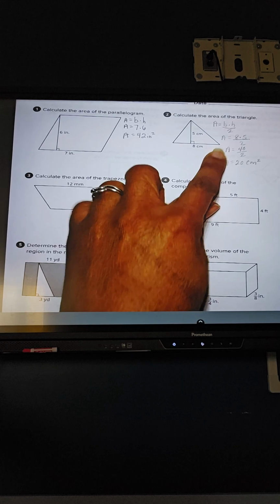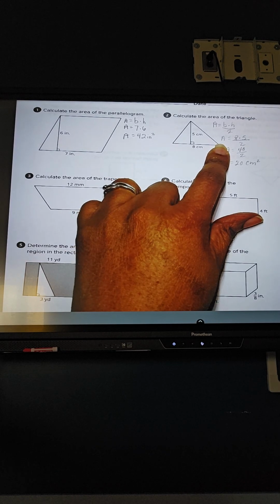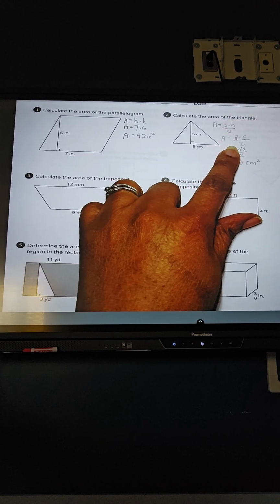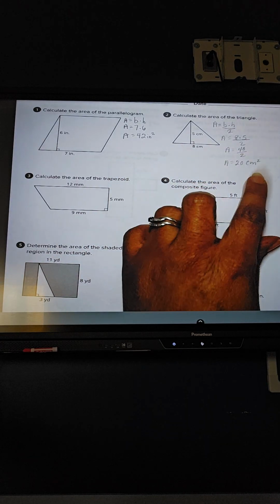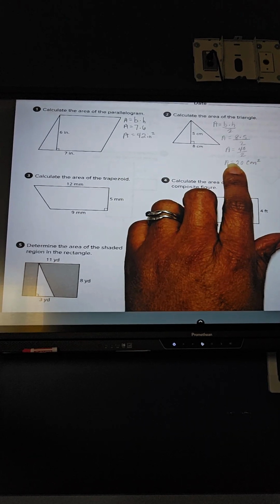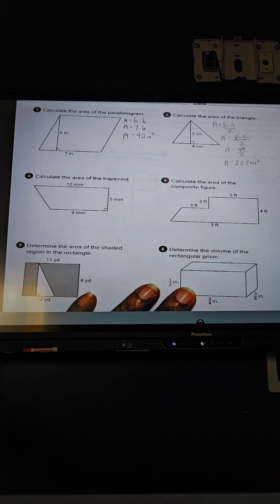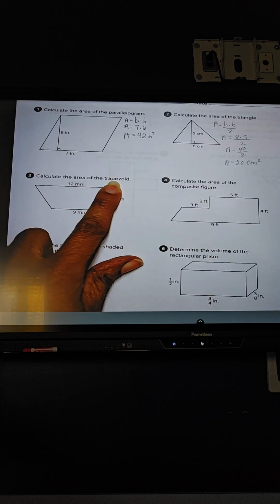Please encourage your child, when they're showing their work on their test on Wednesday, to show each step. A lot of them just want to skip to the end, and we have to make sure that we know that they understand what they're doing. Number 3, calculate the area of a trapezoid.